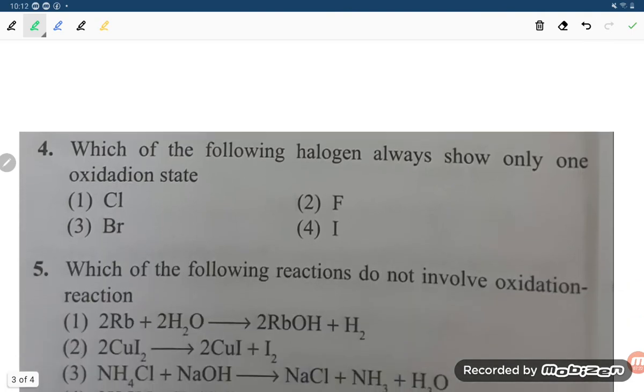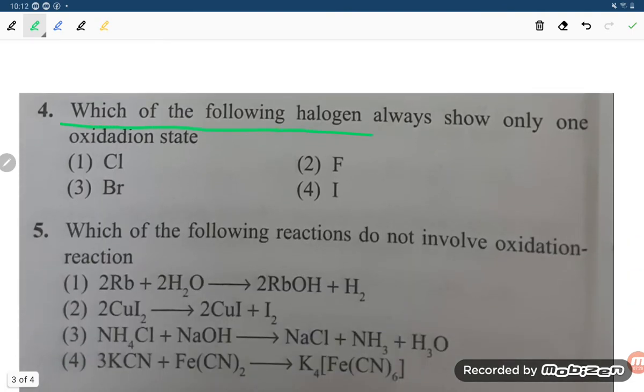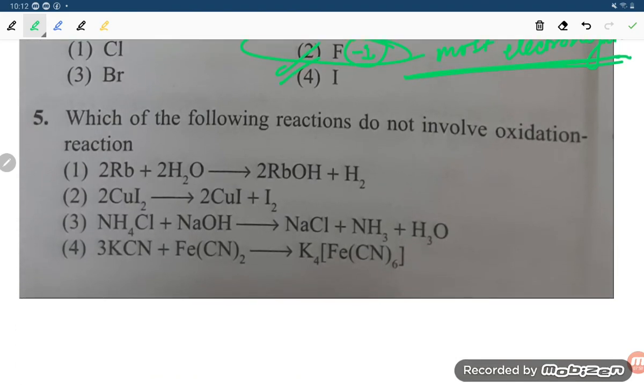What is the next problem? Problem number 4. Which of the following halogens always shows only one oxidation state? Fluorine. Fluorine shows only one oxidation state because it is the most electronegative among all elements. Because of being most electronegative and lacking d orbitals, it can only take one electron, not more than one, nor does it give any. So it shows only the minus 1 oxidation state, no other oxidation state, student. Now, which of the following reactions does not involve an oxidation reaction?